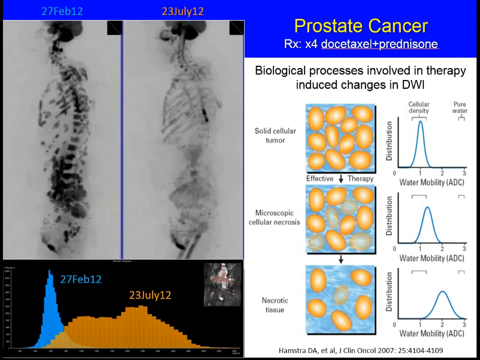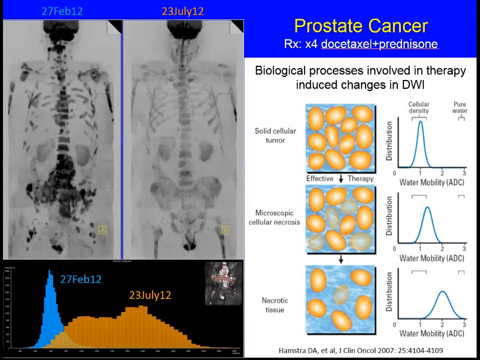This is illustrated by this cartoon, and you can see this patient was treated with docetaxel times 4, and we can see that the signal intensity decreases, the apparent diffusion coefficient map goes up quite a lot.